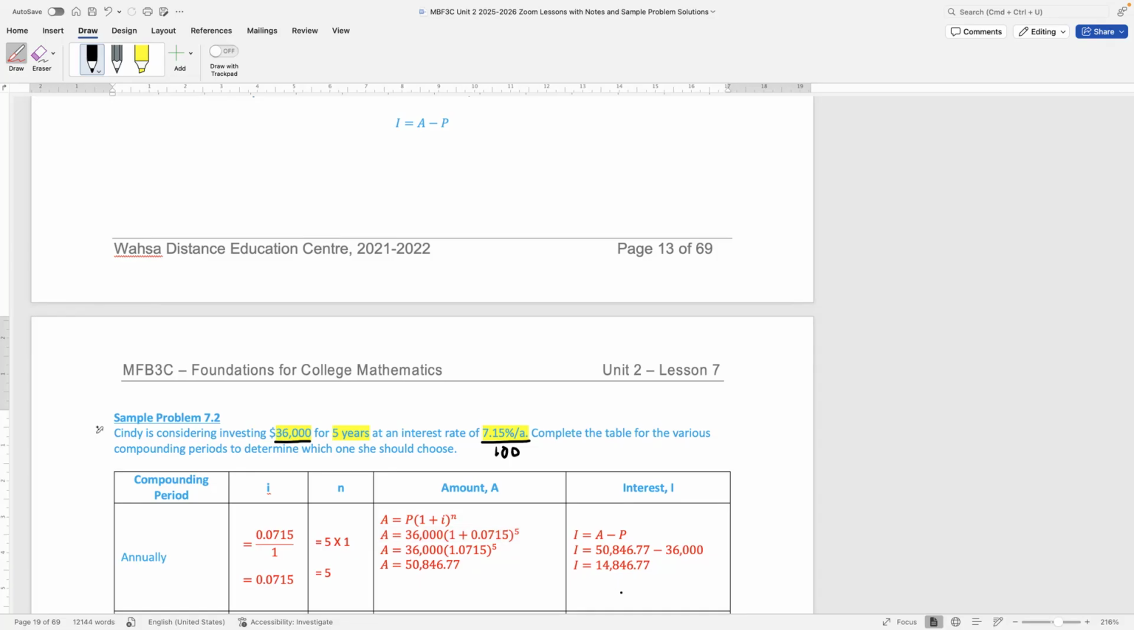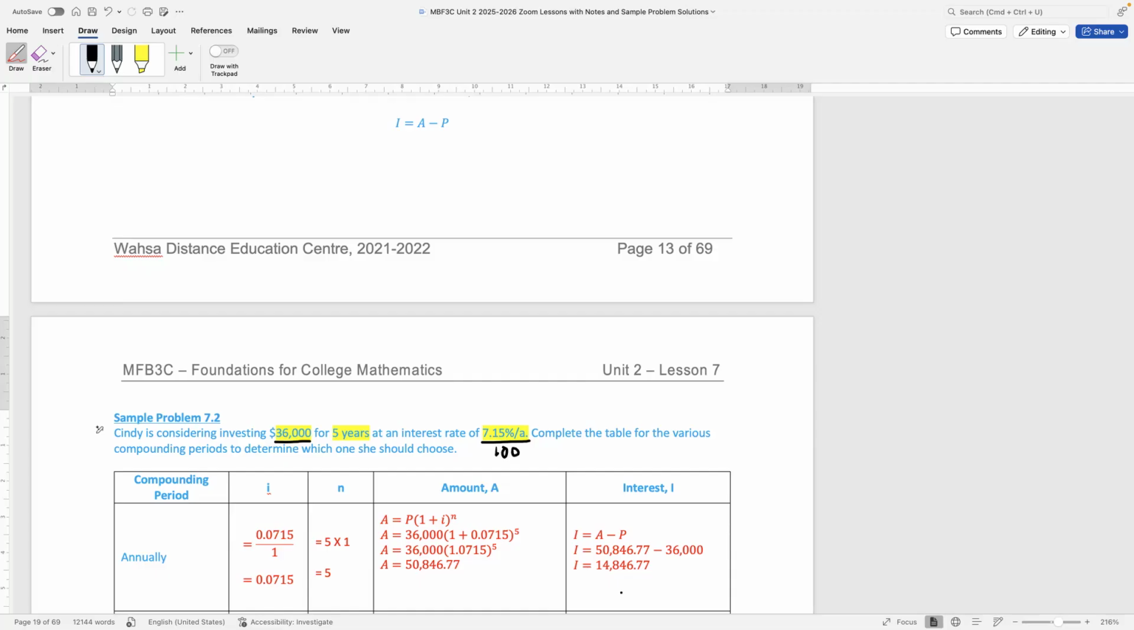And again, I'm going to double check to make sure that I'm using my calculator properly. So I'm going to go 1.0715 to the exponent 5, times that by 36,000. I get 50846.7709. Round that to the nearest penny. So the amount would be $50,846.77.